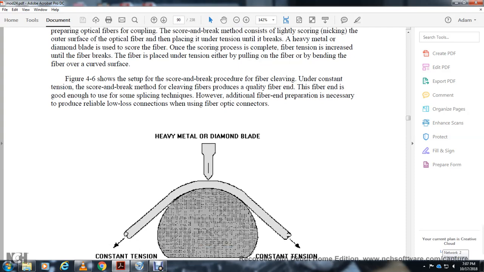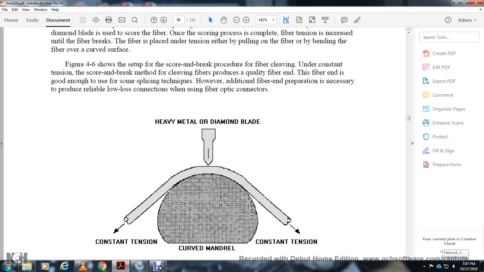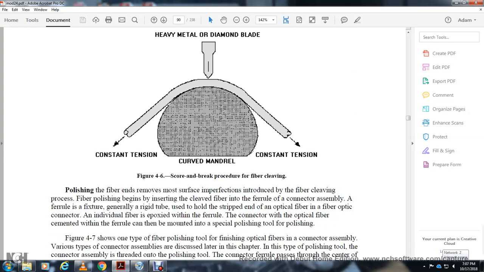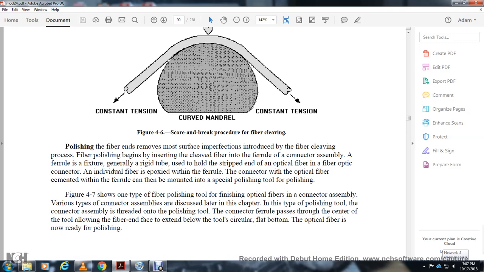The heavy metal diamond blade, constant tension, curved mandrel, pushing and polishing the fiber end remove most of the imperfections introduced by the fiber cleave. The process of fiber polishing begins with inserting the cleaved fiber into the ferrule to connect through assembly with the fiber fixture, which rigidly holds the stripped end of the optical fiber. The individual fiber is exposed, with epoxy within the ferrule.